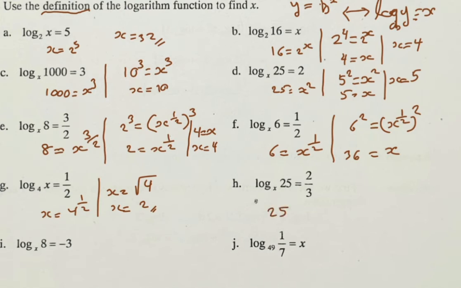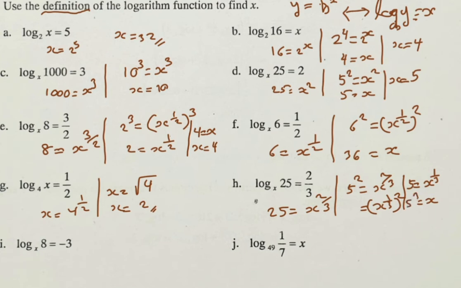H, 25 is x to the power 2/3. So try to factorize the left hand side. 5 squared. Now square and square are the same. x to the power 1/3 squared. Therefore 5 is x to the power 1/3. Take power 3 on both sides. 5 to the power 3 is x, since x to the power 1/3 to the power 3 is x to the power 1. 5 to the power 3 is 125.